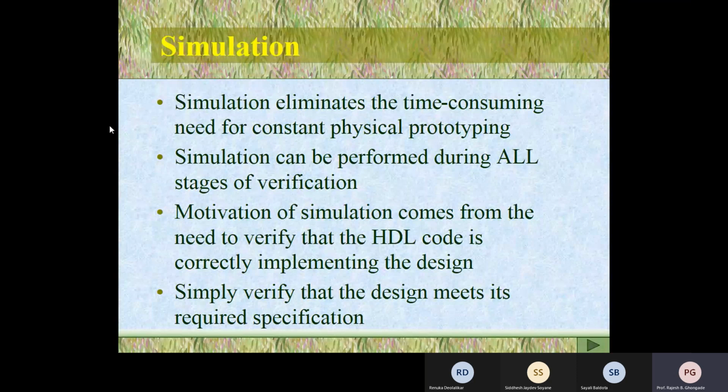The motivation of simulation comes from the need to verify that your code, that is your hardware description design, is correctly implementing the design. So we are checking the functional part of the hardware. All right. So this is basically the driving force for why to use simulation. It will simply verify the design and see whether it meets the required specification. Now remember that we always start with specifications. The design always starts with a specification.